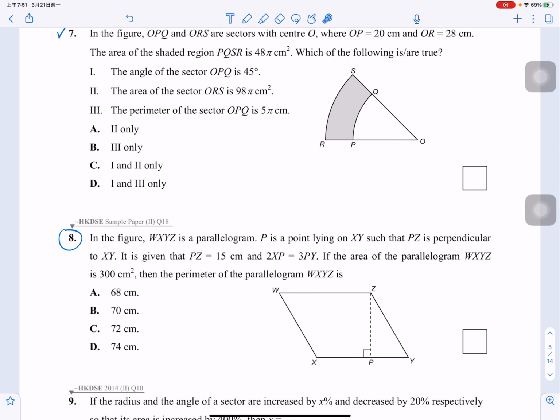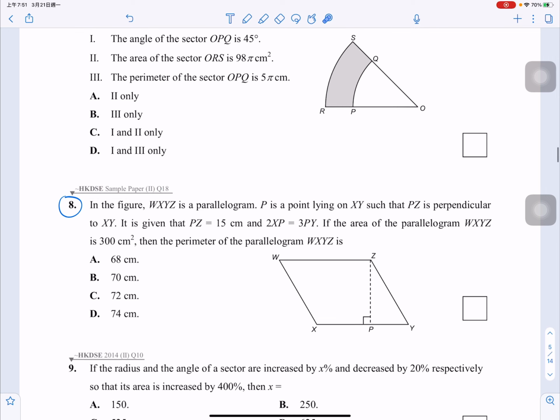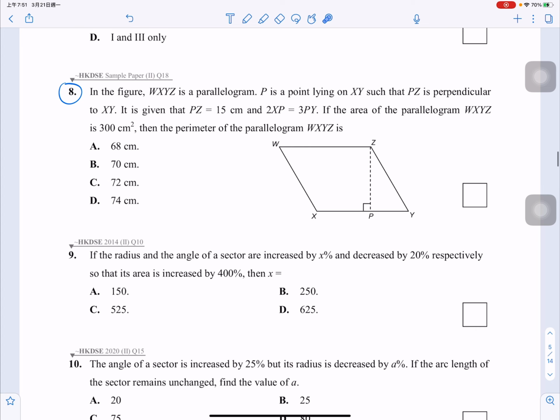Okay, let's see. Question 8. This one is related to Sample Paper, Paper 2, question number 18. You can try it by yourself later. Now, this question, let's study it all together.